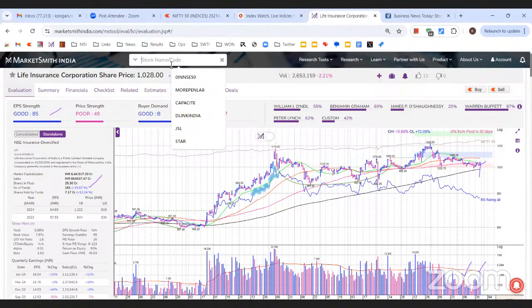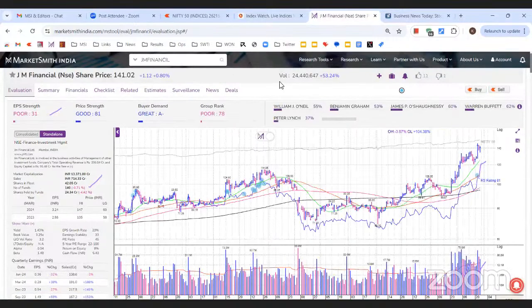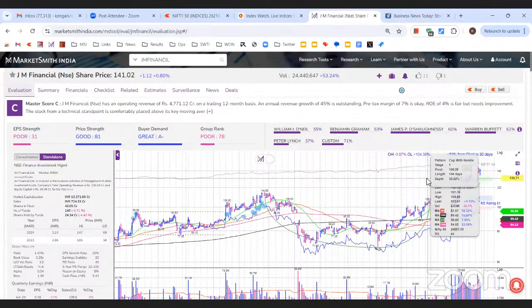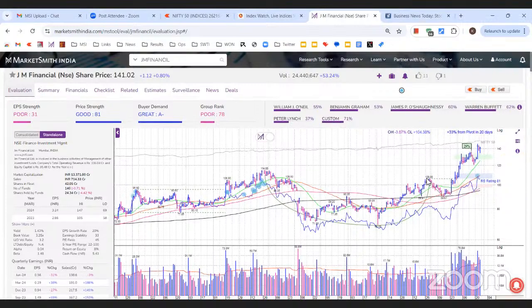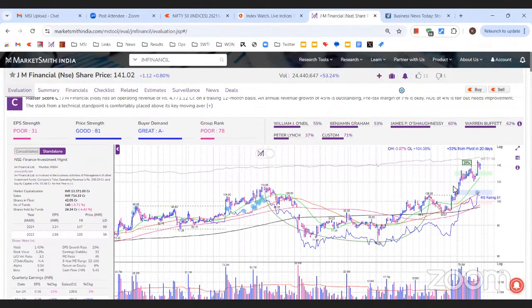I'll start with JM Financials. The stock broke out from its stage one cup with handle base pattern recently, to be precise, in the last week of August. And from there, it has been a very good journey for the stock. It rallied more than 30% in 20 trading sessions, which is very good action.